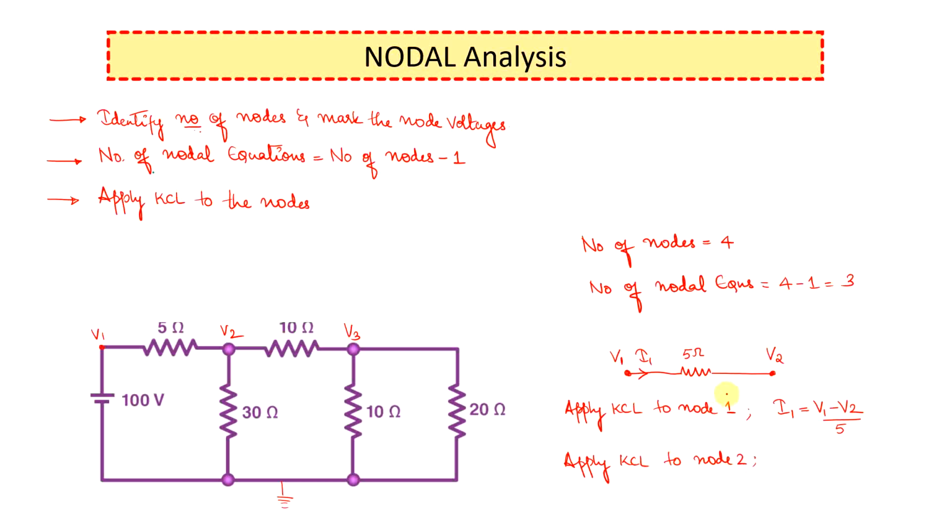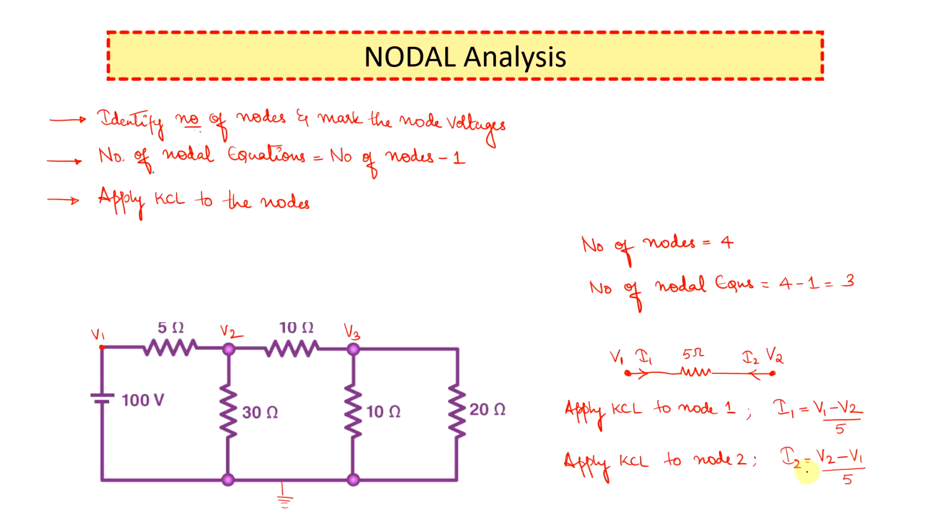So in this case also, since I am applying KCL at node 2, when I write the equation, I will be assuming that the current is leaving the node. So for this case, let me denote this as current I2. So the equation for the current I2 will be equal to V2 minus V1 divided by 5.